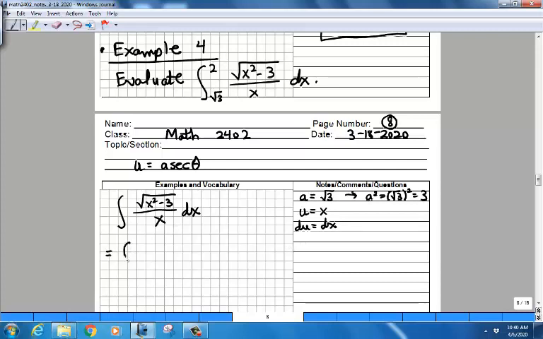So I end up with the antiderivative of the square root of u squared minus, remember, this is the square root of 3 squared, that's what 3 is, and then all that divided by x, but x is u, and du is dx, so I can replace the dx by du. Now it's clear how we're going to make our trig substitution. For u, we're going to substitute a, which is the square root of 3 times secant of theta. Before we make the substitution, let's draw our representative triangle that illustrates this substitution.